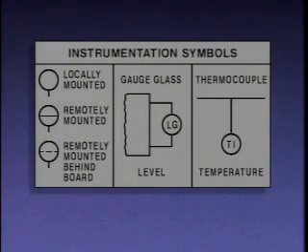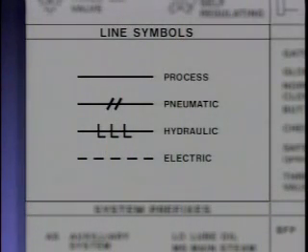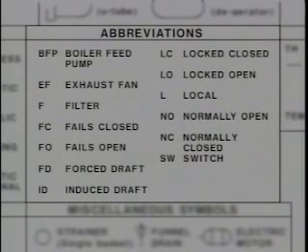The instrumentation section of this legend shows how instruments are shown on system diagrams. There's a separate section on this legend for the different kinds of line symbols. This symbol represents the flow path of material through the system, and these represent instrument signals. Abbreviations used on the diagrams are explained in the abbreviations section.